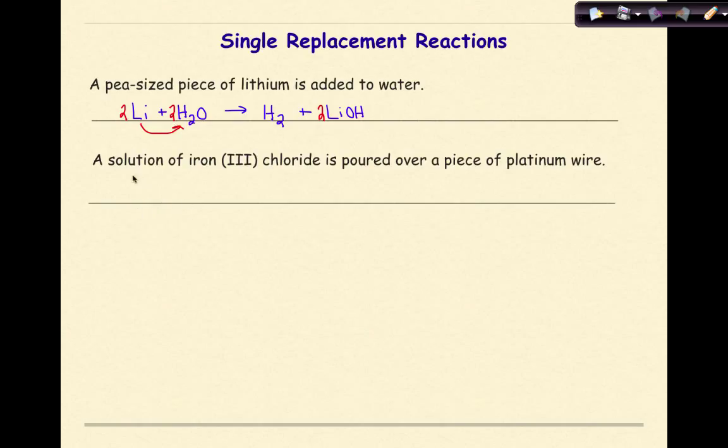Last one. A solution of iron 3 chloride is poured over a piece of platinum wire. One of our reactants is going to be iron 3 chloride, so iron is Fe plus 3. Chloride is Cl minus 1, so when we cross these down, one of our reactants is going to be FeCl3, poured over a piece of platinum wire. So plus, and then platinum is represented as Pt, and then an arrow. Pt is not as active as iron is. Platinum is pretty low on the activity series, so as a result, no reaction occurs.